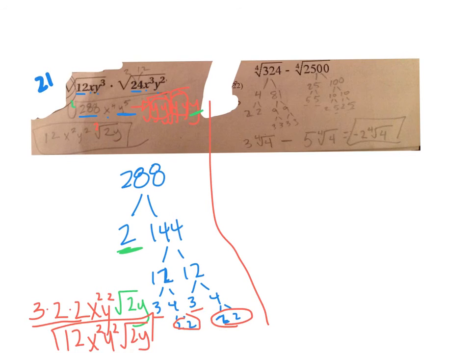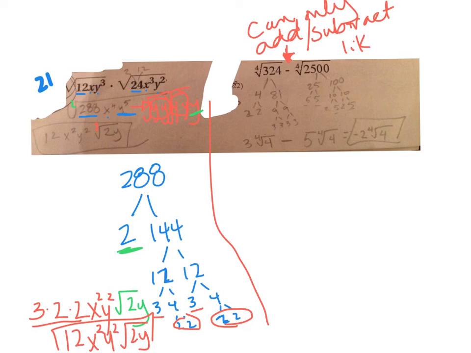Looking at 22, we have a subtraction problem. So subtraction and addition, not quite as straightforward. You need to simplify first because you can only add and subtract like radicals. And as you can see, these are not like radicals.